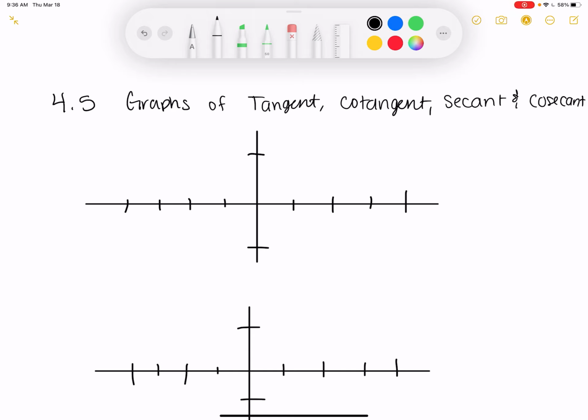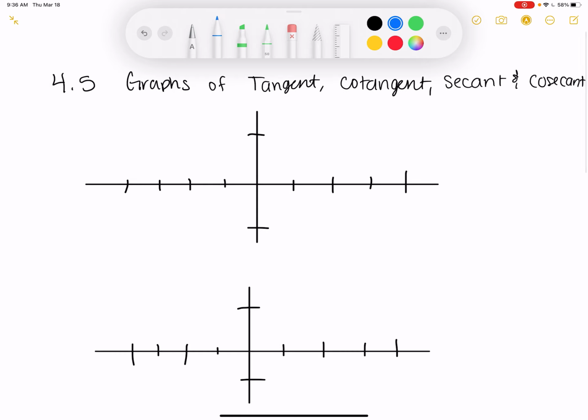Okay, so round 2. All right, so graphs of tangent, cotangent, secant, and cosecant functions. So we'll start with tangent. I guess I should probably put some labels on here since I take points off for that.